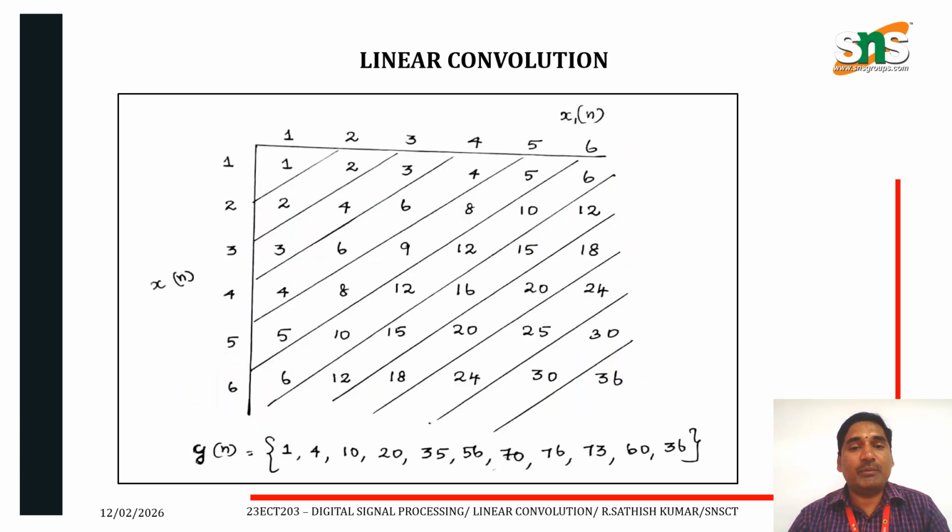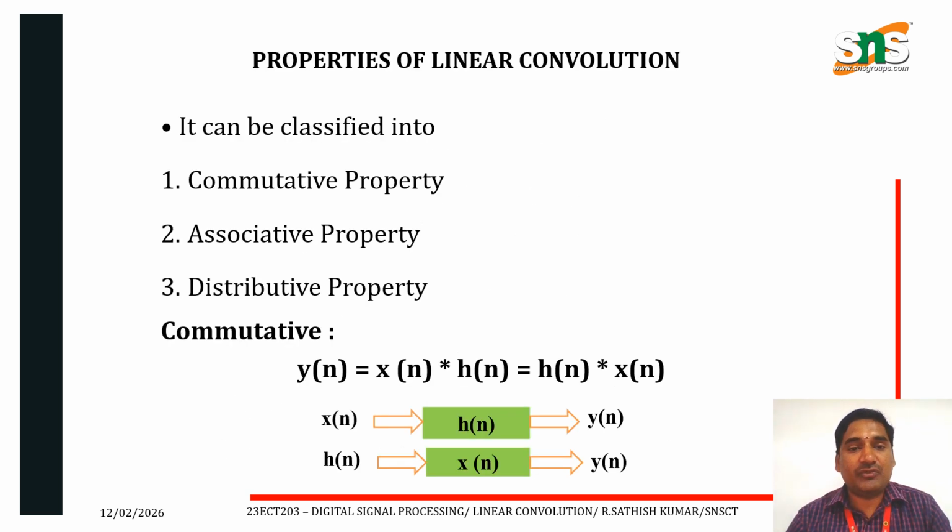Next one, another example, by using the tabulation method, we take the samples x of n as 1, 2, 3, 4, 5, 6 and h1 of n as 1, 2, 3, 4, 5, 6. By multiplying and then summing, we get the answer y of n equal to 1, 4, 10, 20, 35, 56, 70, 76, 73, 60, 36. This is the linear convolution by the tabulation method. Next one, properties of linear convolution.